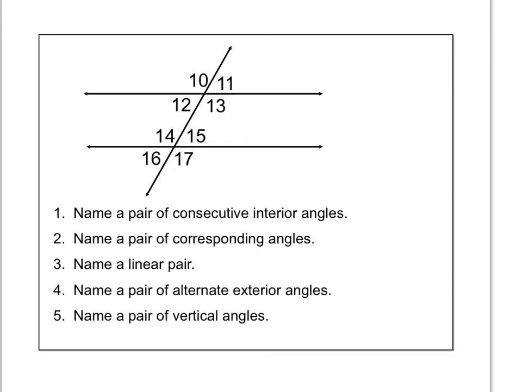Please try these 5 questions and then unpause the video. So one example of consecutive interior angles would be angle 12 and 14. Notice how they are inside the 2 lines and they're on the same side of this transversal. So that makes them consecutive interior. Another pair of consecutive interior would also be angles 13 and 15. They would be a second pair.